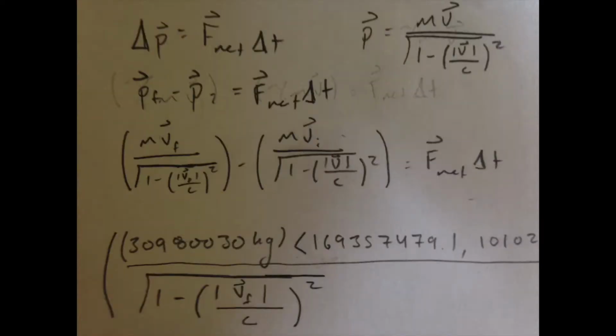To solve Han's problem, we'll be using the momentum principle and the equation for momentum at near speed of light velocities. Substituting those two equations, we get one equation. This is the mass of the Falcon times the final velocity of the Falcon divided by the square root of 1 minus the magnitude of the final velocity over c squared, minus the mass of the Falcon times the initial velocity of the Falcon over the square root of 1 minus the magnitude of the initial velocity of the Falcon divided by c squared. All of this equals the net force times delta t.